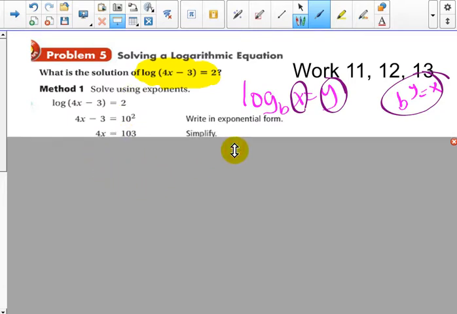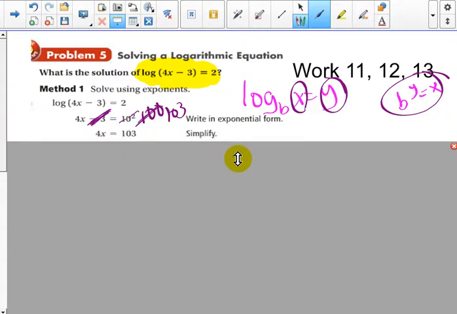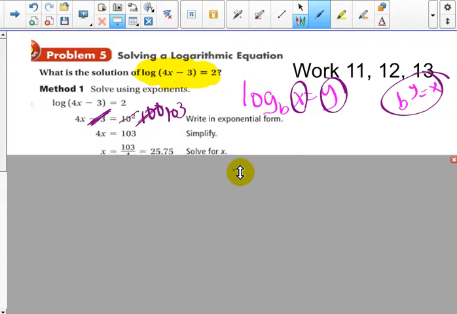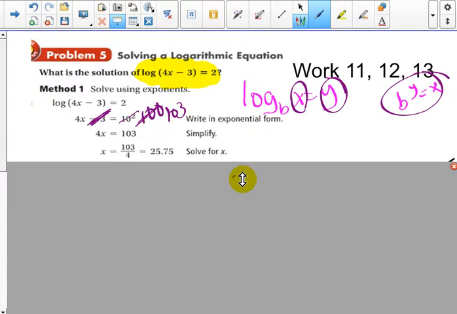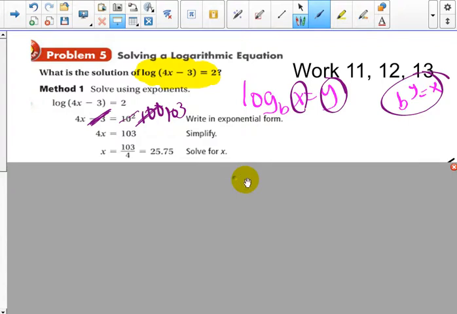All right, next we're going to just start solving for x. So what is 10 squared? 10 times 10 is 100. Then add 3 to each side, and you're going to get 103. So 4x equals 103. Then we're just going to divide each side by 4. And you'll get x is equal to 25.75. That's all there is to it. So that's your answer. Any questions on that one?